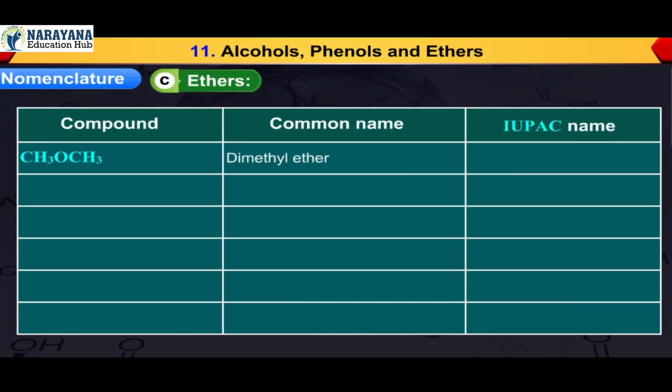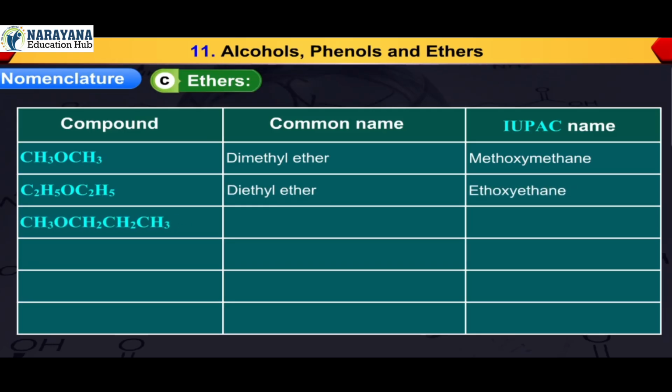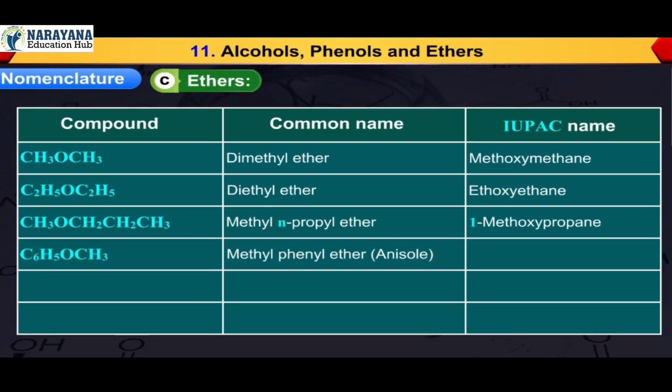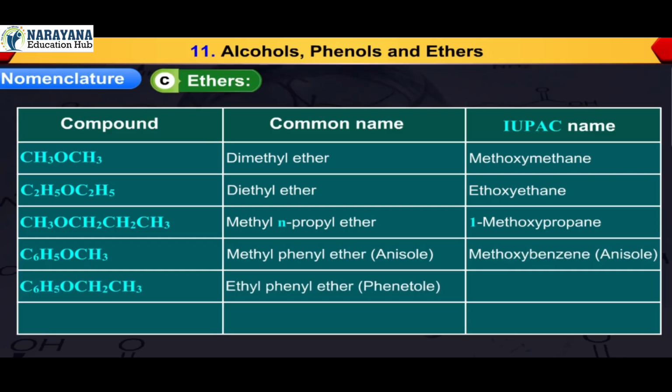CH3OCH3, dimethyl ether, methoxymethane. C2H5OC2H5, diethyl ether, ethoxyethane. CH3OCH2CH2CH3, methyl n-propyl ether, 1-methoxypropane. C6H5OCH3, methyl phenyl ether, anisole, methoxybenzene. C6H5OCH2CH3, ethyl phenyl ether, phenetole, ethoxybenzene.